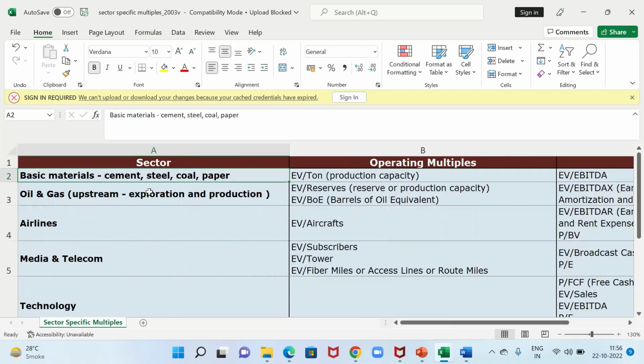Makes sense. So understand these multiples are not evolved by a Greek person. There is a relevance behind everything. There are certain operating multiples, and certain financial multiples that are very often used in a specific set of companies. For basic materials, cement, steel, coal, paper, EV by ton is a metric used. What is the capacity they have? What is the market valuing per ton of capacity?